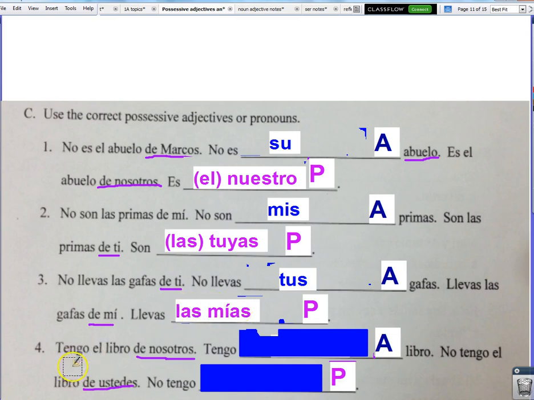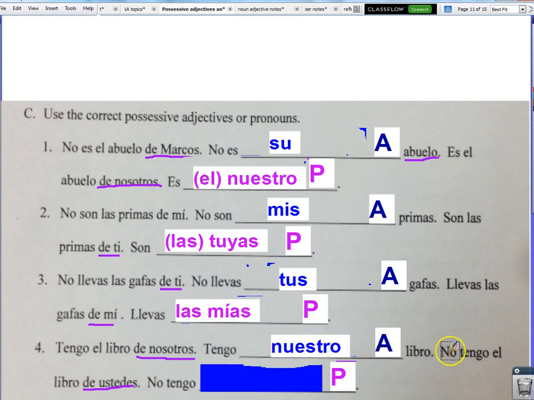Number 4 says, I have the book of us. So I have our book. Our in front of book is nuestro because it has to match libro. I don't have the book of you guys. So I don't have your guys' book, but book isn't over here, so I don't have your guys' or y'all's. Y'all's to match one single book is el suyo.